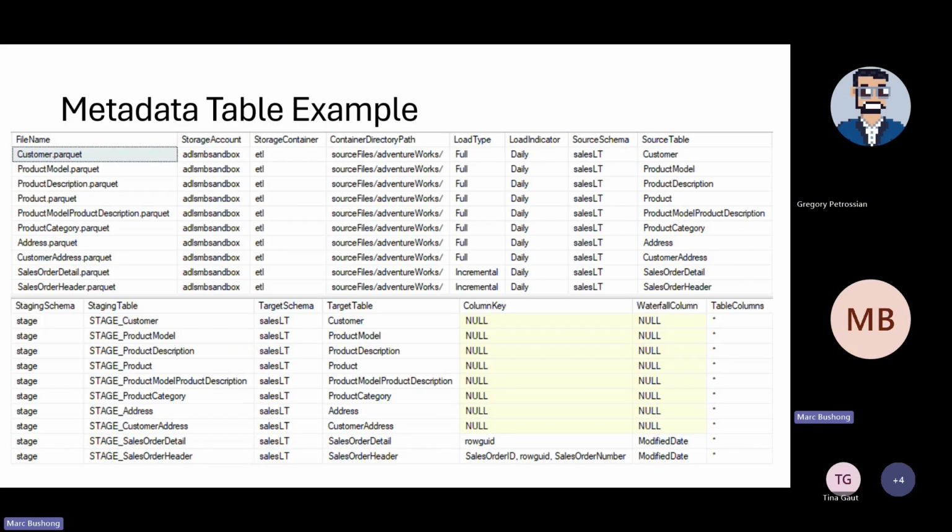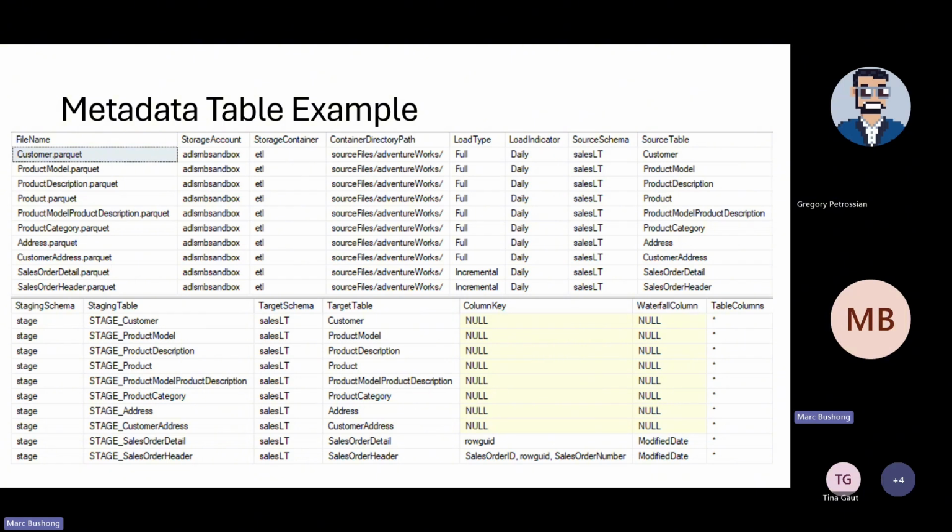So an example of this metadata table, this is just a screenshot from SSMS. Now there's lots of columns here. We're going to walk through each one. On the left-hand side, we have file name. So I have the file name, customer.parquet, making this the file that I'm choosing, a customer parquet file.